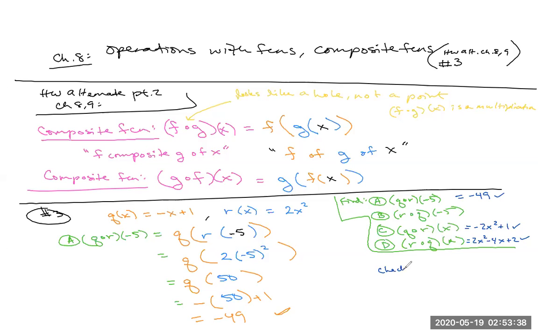Quick check. Let's check it in C. Q composite R of negative 5 should equal negative 2 times negative 5, the quantity squared, plus 1. That's negative 2 times 25 plus 1, which is negative 50 plus 1, which is negative 49. So it checks out.